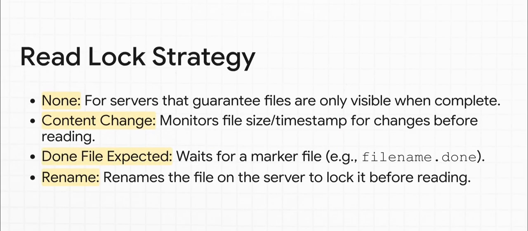The solution is what's called a read-lock strategy, and you've basically got 4 ways to solve this. First, you can use none, but that's only if you're lucky enough to work with a server that guarantees you'll never see a partial file. Next is content change, where the adapter cleverly just watches the file and waits until the size stops changing. A really common one is done file expected. It waits for a separate little signal file to show up before it touches the main one. And finally, there's rename, where your adapter literally claims the file by renaming it, locking everyone else out.